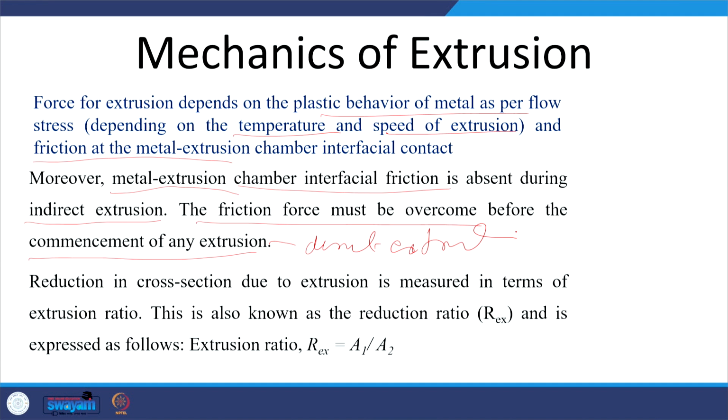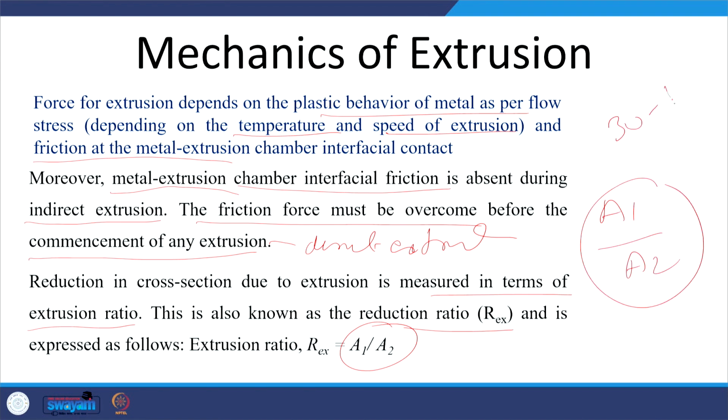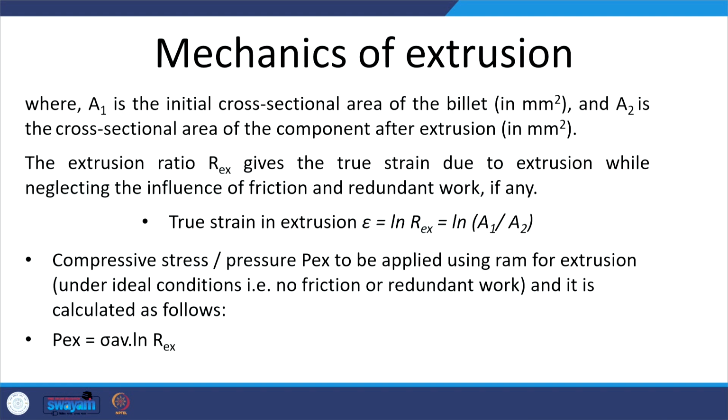As we know, the reduction in cross section due to the extrusion is measured in terms of the extrusion ratio, which is quantified as the ratio of the initial cross sectional area to the final cross sectional area, and this can range from 30 to 50, which is a very high value. This is known as the extrusion ratio, where A1 is the initial cross sectional area and A2 is the final cross sectional area of the component after the extrusion. This extrusion ratio is used to calculate the true strain experienced by the material due to the extrusion.